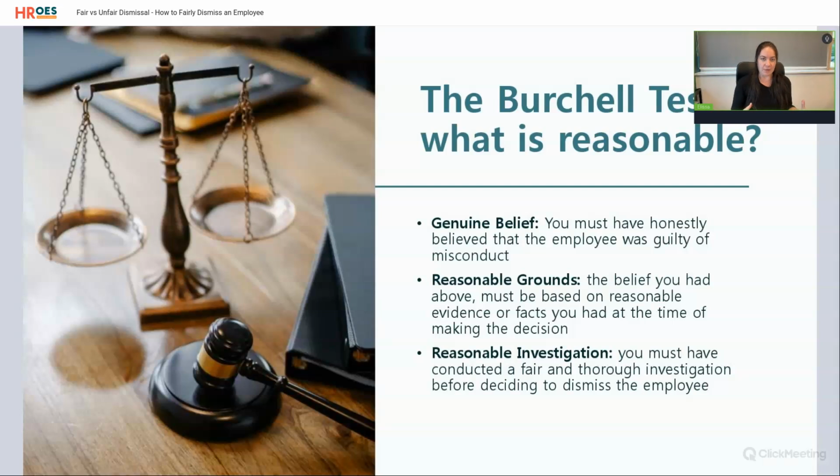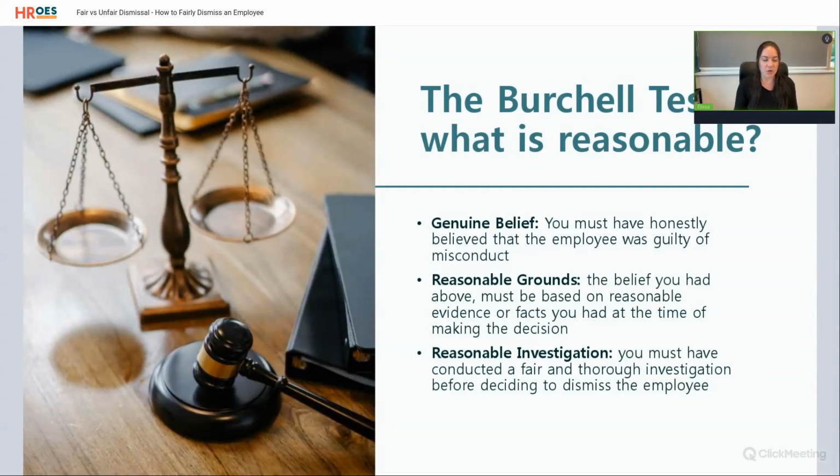So what we have to be reasonable is a genuine belief. We have to honestly have believed that the employee was guilty of misconduct. Where employers sometimes trip up here is that they might have someone where there've been various absence issues, their work's not quite up to standard, and there've been various problems with them, and they haul them into a disciplinary and consider dismissing them on the basis of gross misconduct.